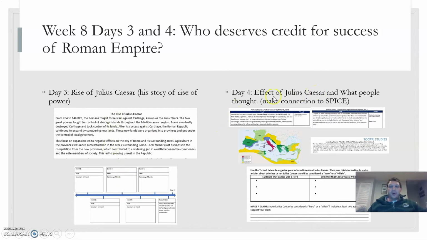And then day 4 is the effect Julius Caesar has on the people. And again, you really need to be thinking about SPICE the entire time you're reading this. It doesn't really say that in the directions, but you need to, because it'll help connect to the essay. You're going to be looking at 2 primary sources. What did people of his time think about Julius Caesar? And then 2 secondary sources.